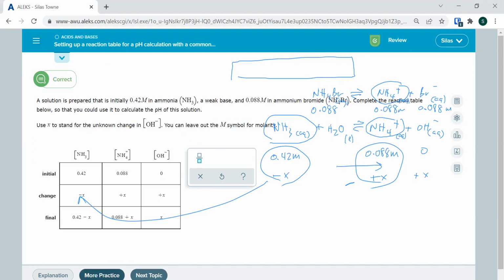Let's check it out. There we go. So we're just looking at setting up this table, and then with our knowledge of equilibrium and a common ion, this is something with a weak acid that you should be able to solve the pH for.